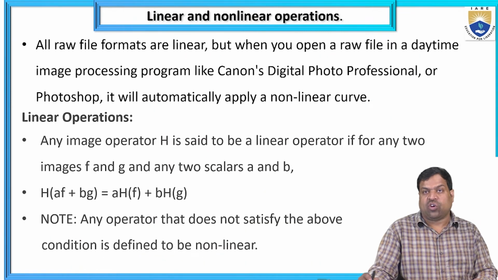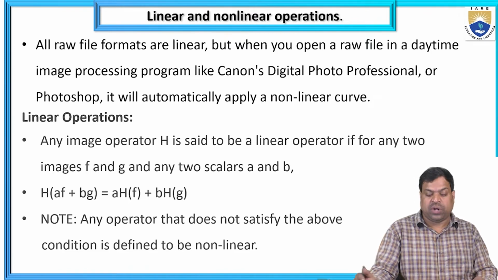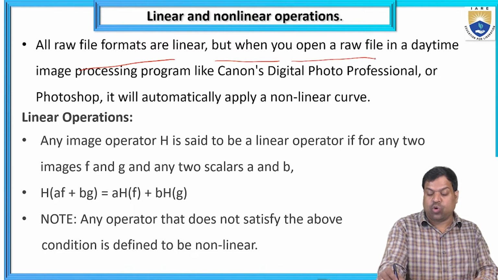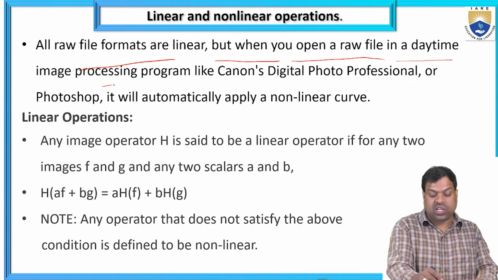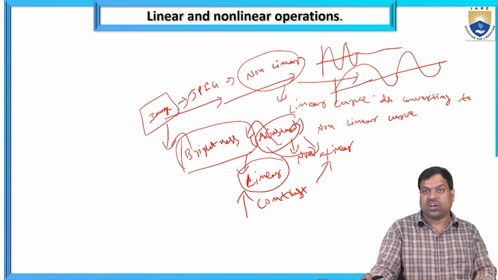A raw file format is linear, but when you open a raw file in an image processing program like Canon's Digital Photo Professional or Photoshop, it will automatically apply a non-linear curve. So the original image has a linear curve, but the program applies a non-linear curve.